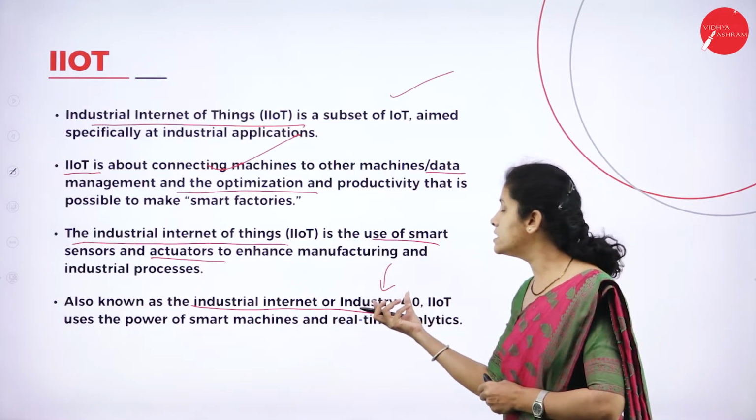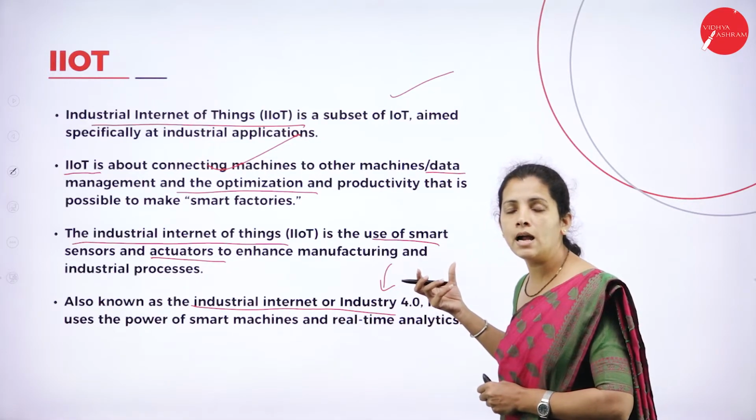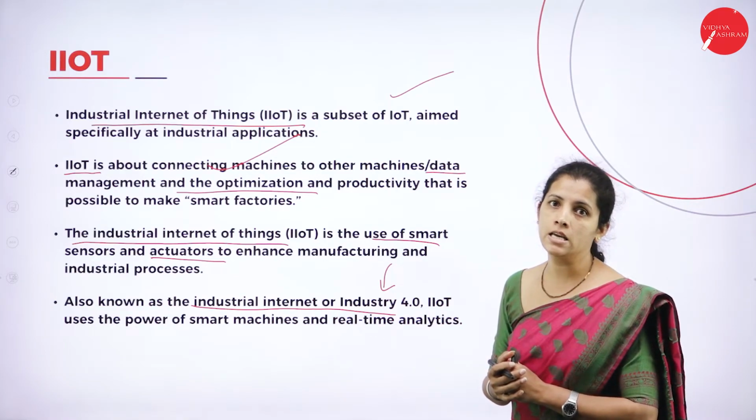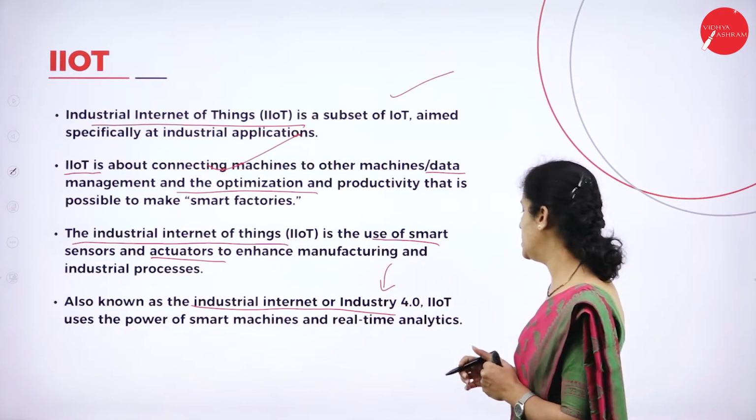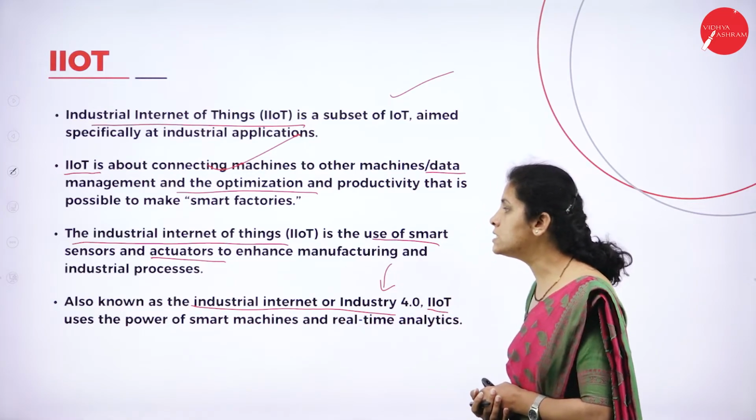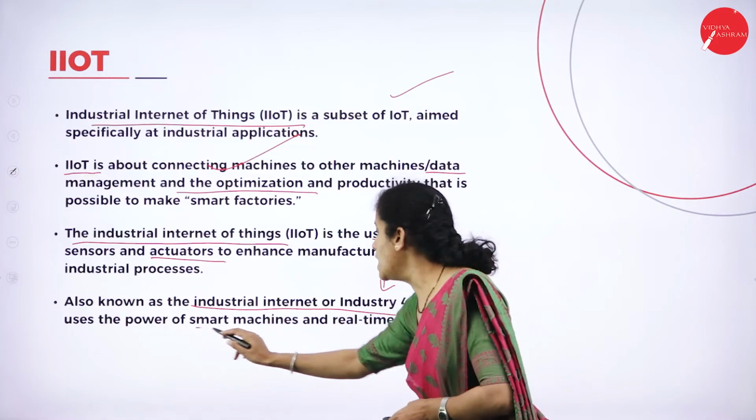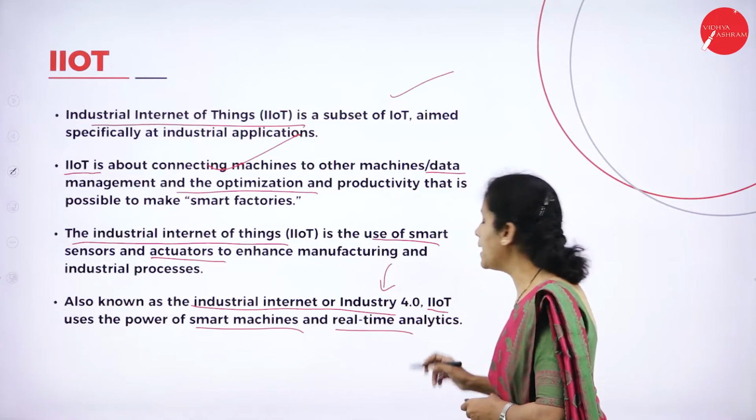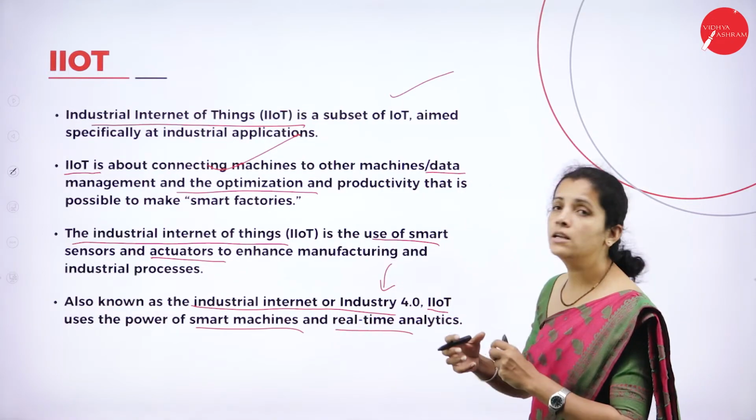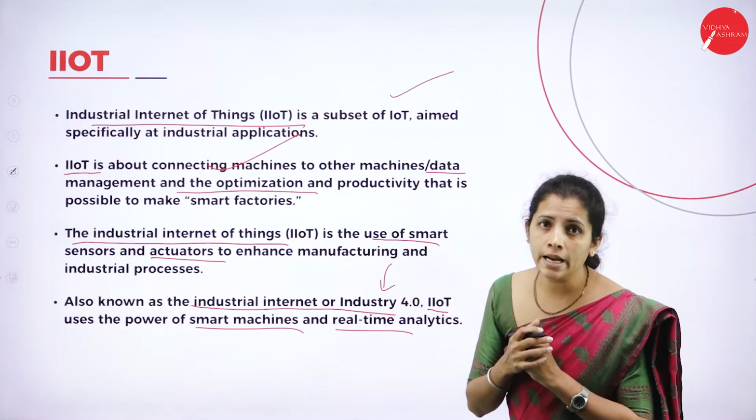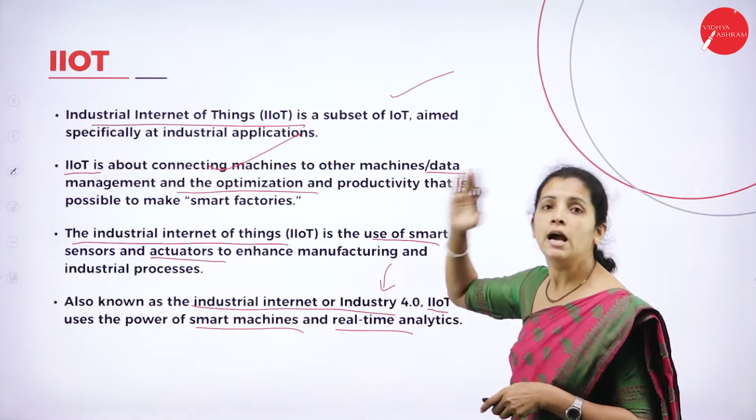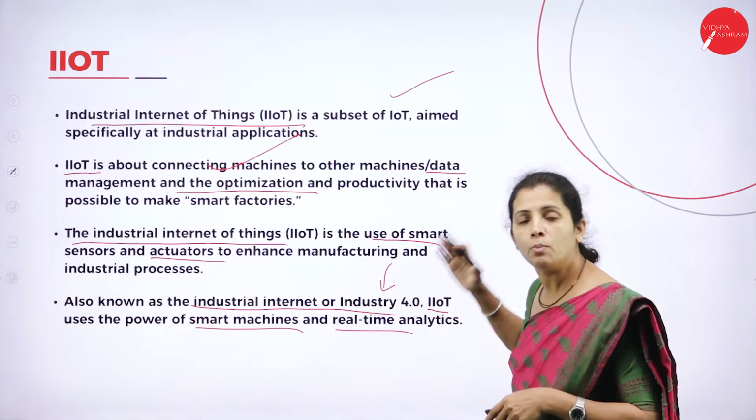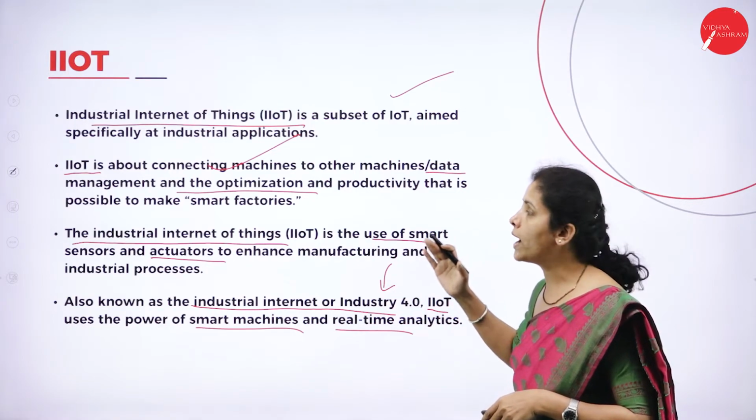What is Industry 4.0? That is nothing but planning to make smart industry by using IIoT. So IIoT uses the power of smart machines as well as real-time analytics. So what is real-time analytics here? That is nothing but we are going to get real-time data. By using IIoT, we can take decisions. We can manage the productivity as well as quality.